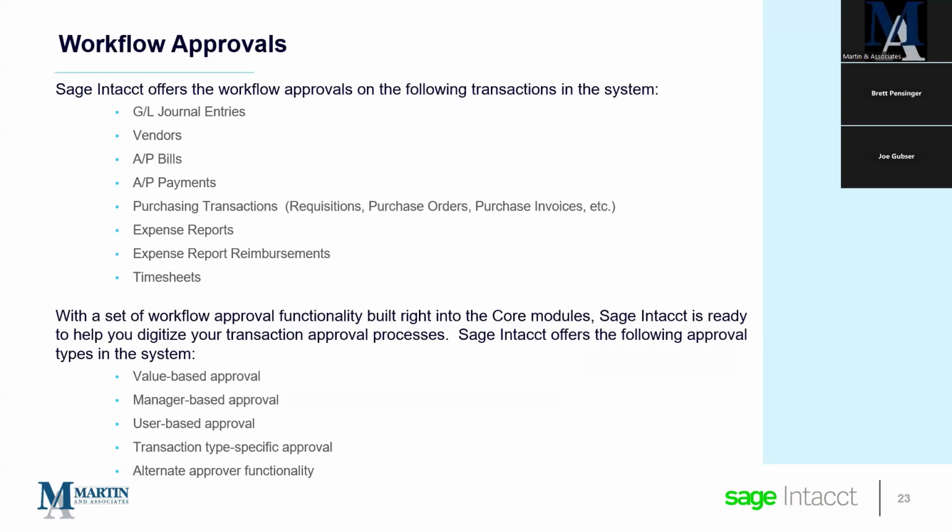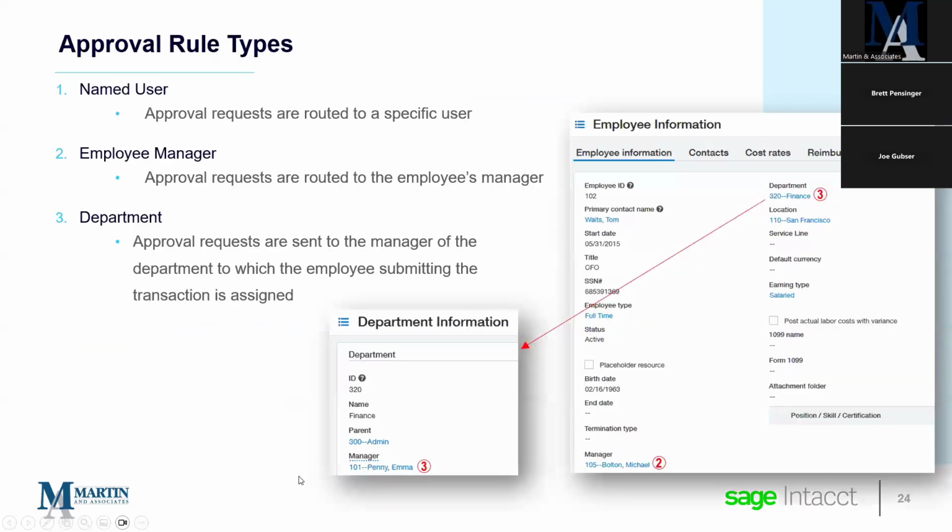With these workflows, there are different approval types in the system that you can set up. There's value-based, manager-based, user-based, transaction type specific approval, and alternate approval functionality. Running through some of these approval types, there's a named user, where approval requests are always routed to a specific user. You can route it to an employee manager, so approval requests are routed to the employee's manager.